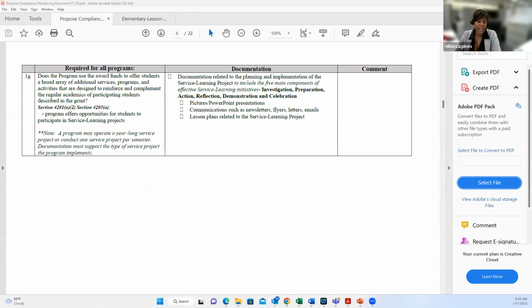You can communicate via newsletters, flyers. Like those students, they had to send out letters to businesses. All of those are documentation for your service learning project. And then the other part that's very, very key is the lesson plan related to that service learning project.